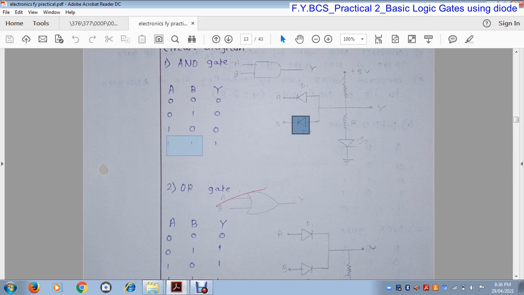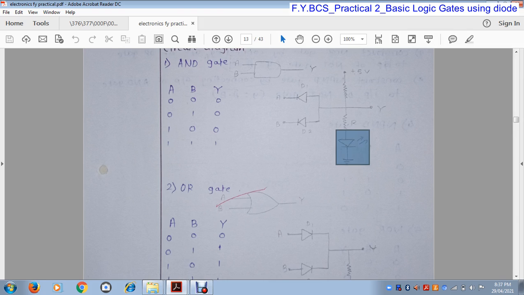Now the fourth condition. According to this condition, both A and B are 1. That means the cathode of D1 is 1, that means 5 volt, and the cathode of D2 is also 5 volt. So the 5 volt current comes across this path, and here both terminals are at 5 volt. So all the current will flow through this LED.